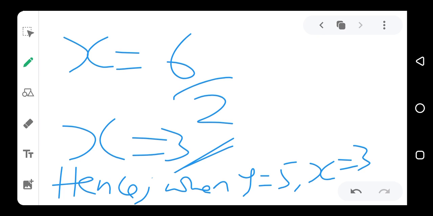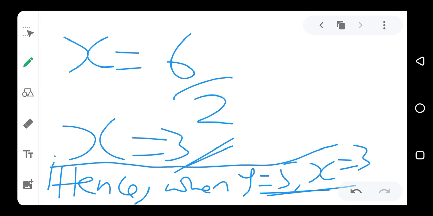So when y is equal to 5, like they asked us, you should find x when y is equal to 5. So we've gotten it here, that when y is equal to 5, x is equal to 3. This is the answer. You may write this statement, you may leave it if you like. Once you have gotten your value of x, you have gotten your final answer.